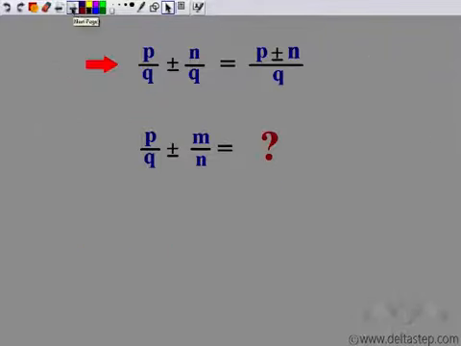Now what if the denominators are different? What do I do then? How do I add or subtract two rational numbers when the denominator is different? In such a case, I know how to add and subtract when the denominator is the same. So what I'll do is change this in such a way that the denominators become the same. That is my aim. Once the denominators are the same, I know how to add and subtract.